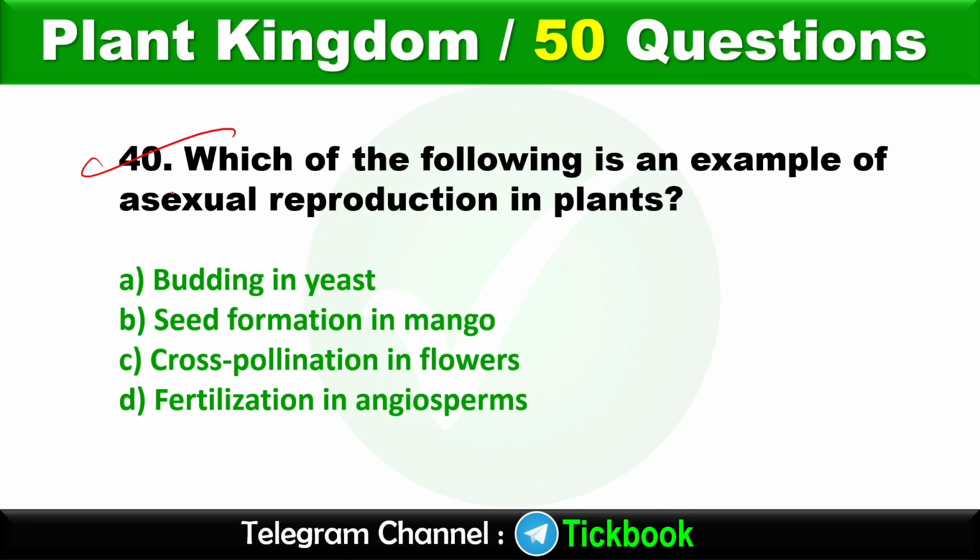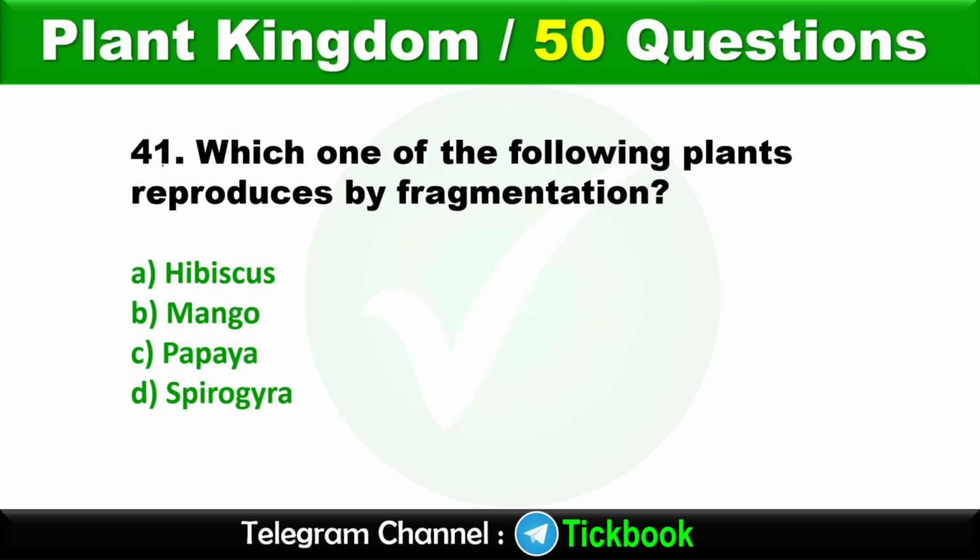40. Which of the following is an example of asexual reproduction in plants? Here option number A is the right answer, budding in yeast. 41. Which one of the following plants reproduce by fragmentation? Easy plus very important question. Option number D, Spirogyra.